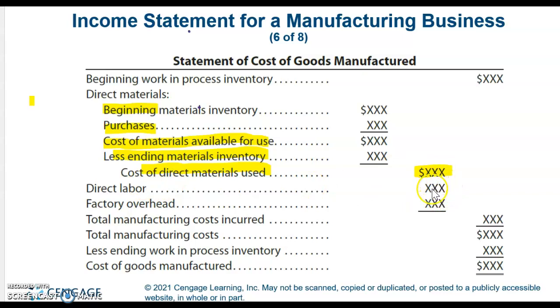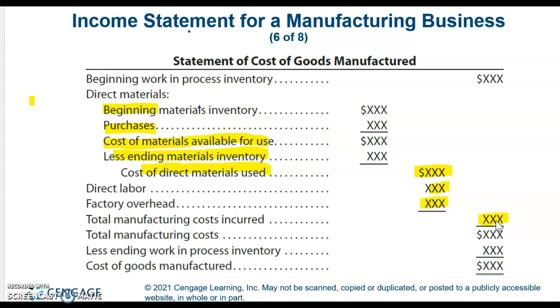Then I'm going to add direct labor, and they almost always give you that number. Then I look for any items that would be included in manufacturing overhead or factory overhead. Those are your three costs there. And when I add those three numbers together, that's going to give me my total manufacturing cost incurred during the year. So this is all the cost I incurred during the year. That last highlighted number.